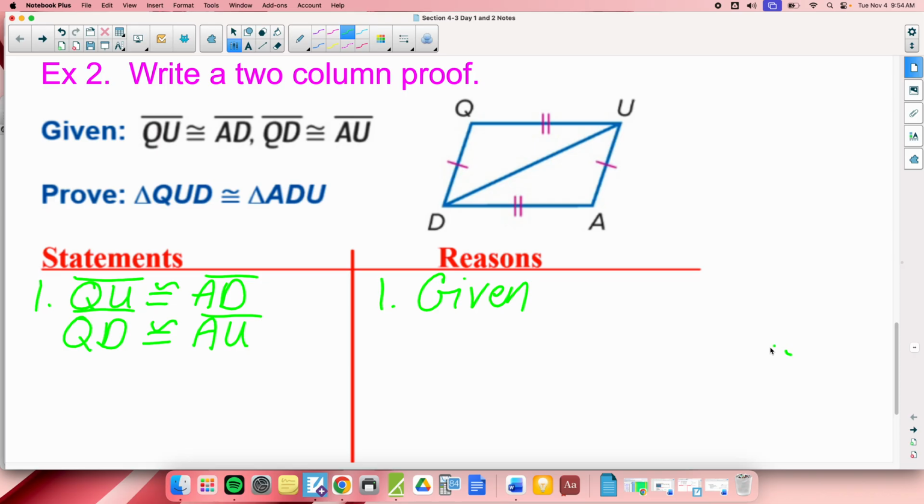Now yesterday I talked about a step where if 2 triangles share a side, what is that called? What was that? Reflexive property. So, guys, that's enough, okay? Well, what is that? So, DU, what's that?